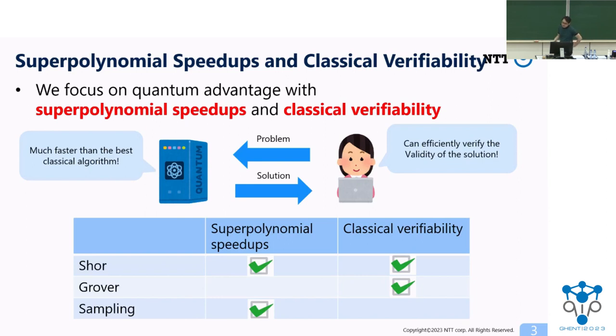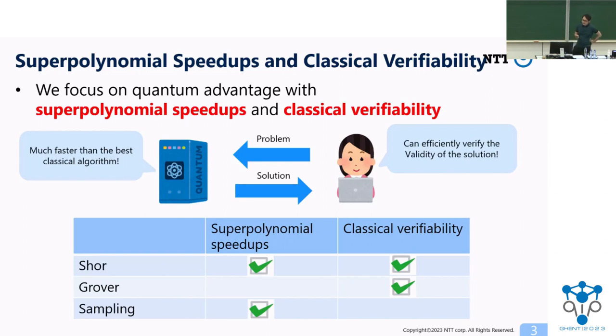And in many practical scenarios, useful problems are often classically verifiable, or in other words, they are NP problems. So this is a very important class to study. And from this perspective, we can categorize these examples like this. For sure, Shor's algorithm satisfies both, because we believe that there is no classical polynomial time algorithm for factoring or discrete log, but we have a quantum polynomial time algorithm.